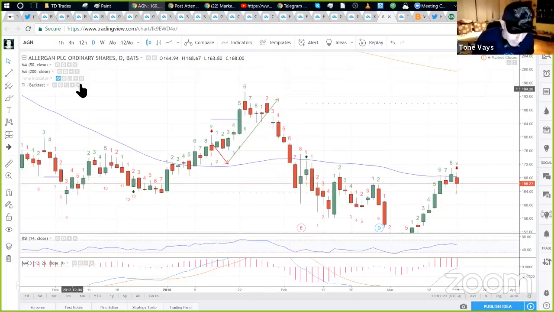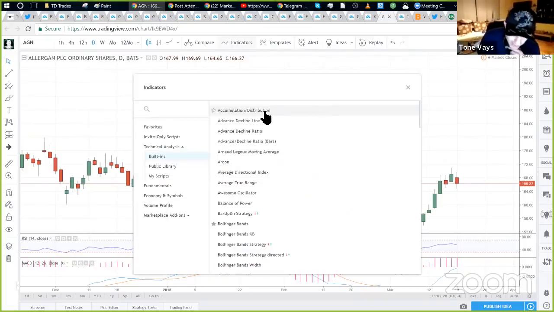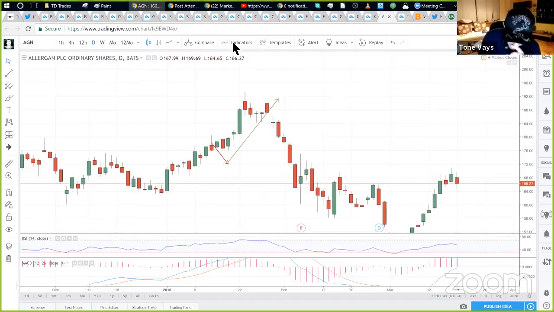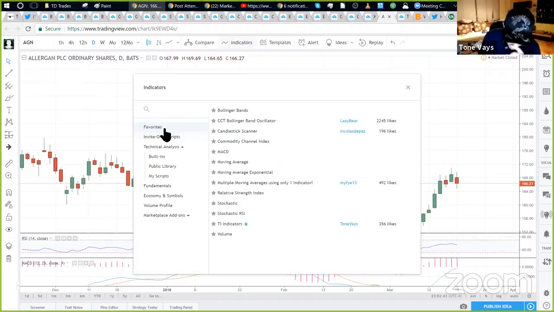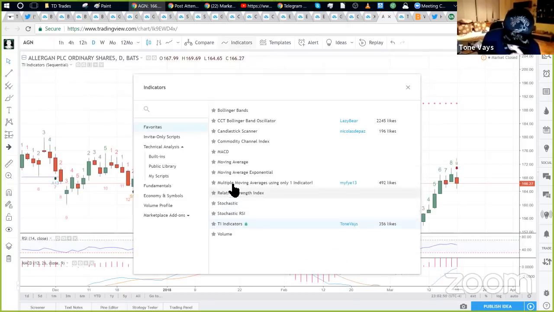Oh, wait, I'm using the old code. Hold on. Let me grab the new code. This stock, AGN, is currently trading at 166. Favorites. Oh, no, wait. I was going to put them in reverse. Let me close that. Shoot. Indicator. Apply defaults.